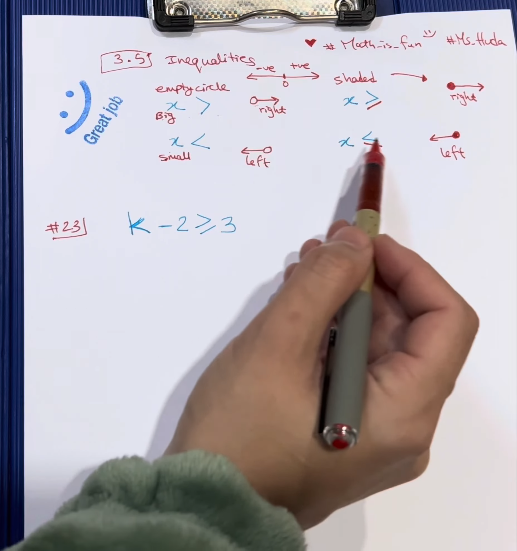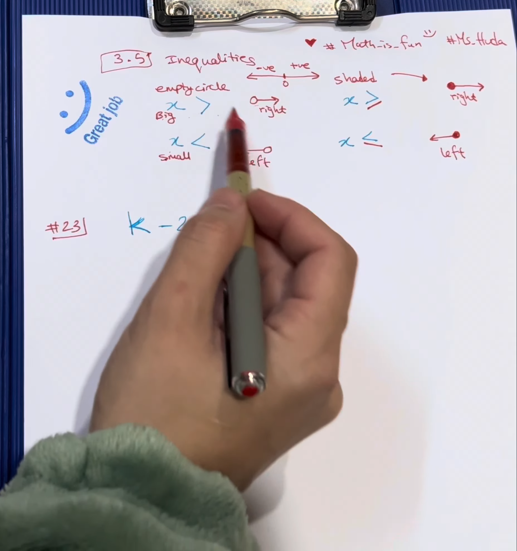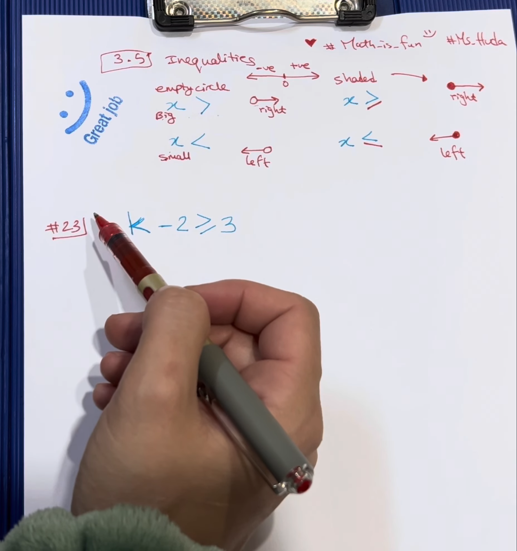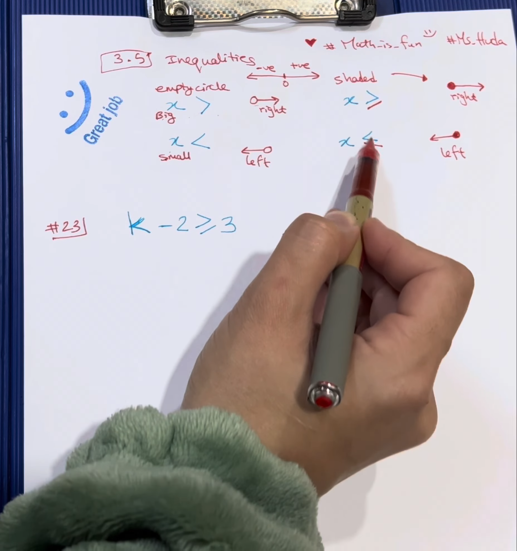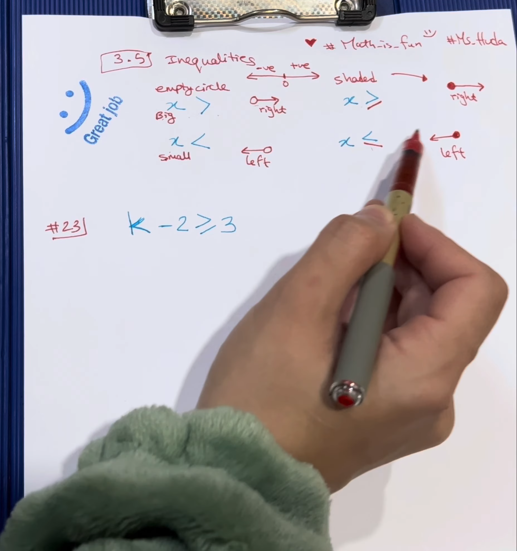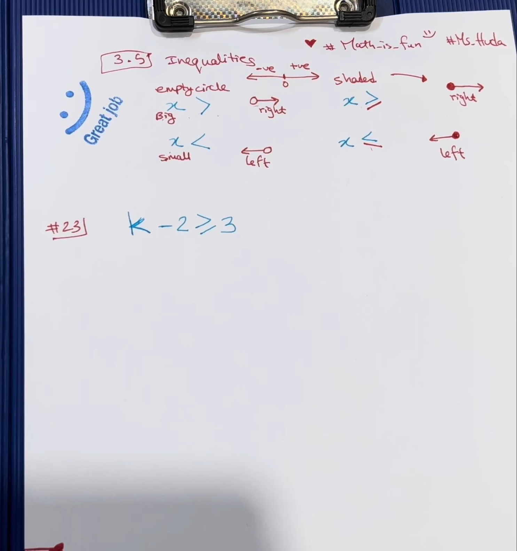What's the difference between the right ones and the left ones? The difference between those two inequalities is only that they have an equal sign. And whenever there's an equal sign, I will shade the circle.